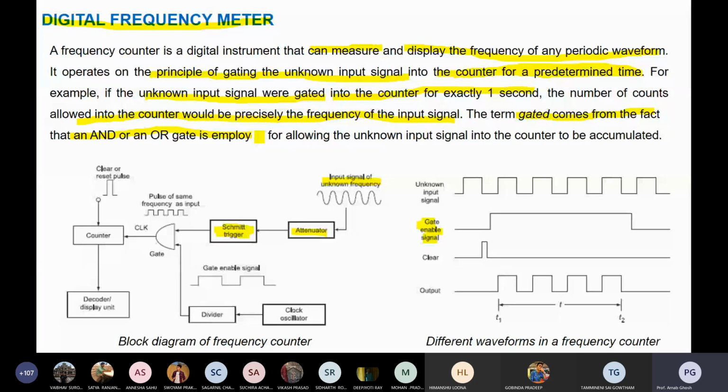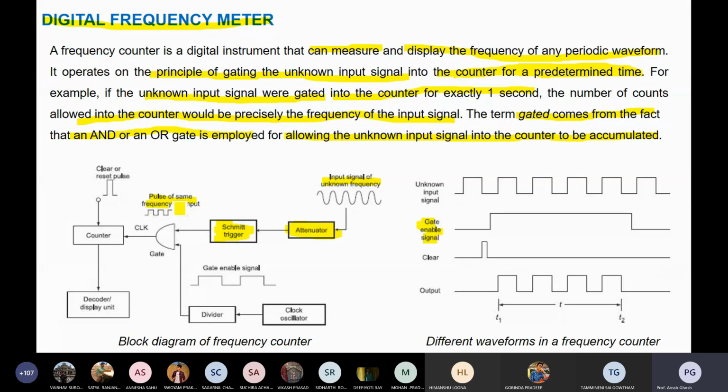Okay, so here you can see that the input signal is there. After getting the input signal, an attenuator is there. So that value passes through your attenuator, then the Schmitt trigger, then you will get some signal over there. That signal looks like a pulse.